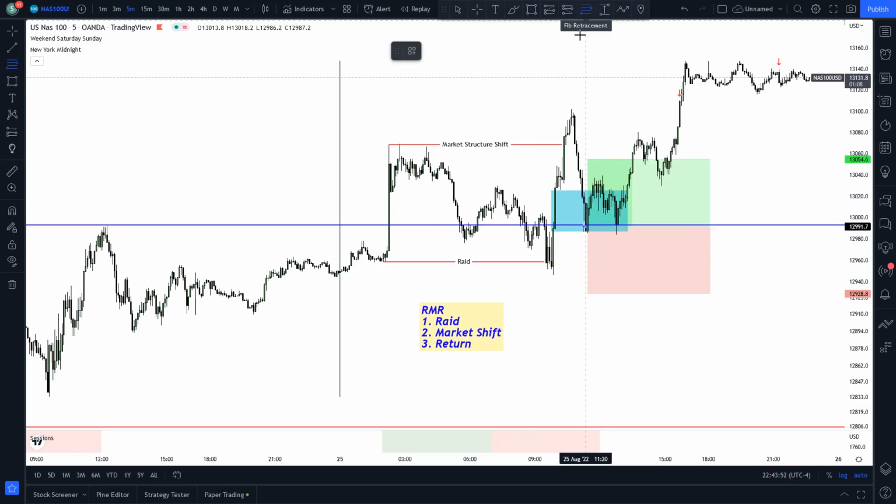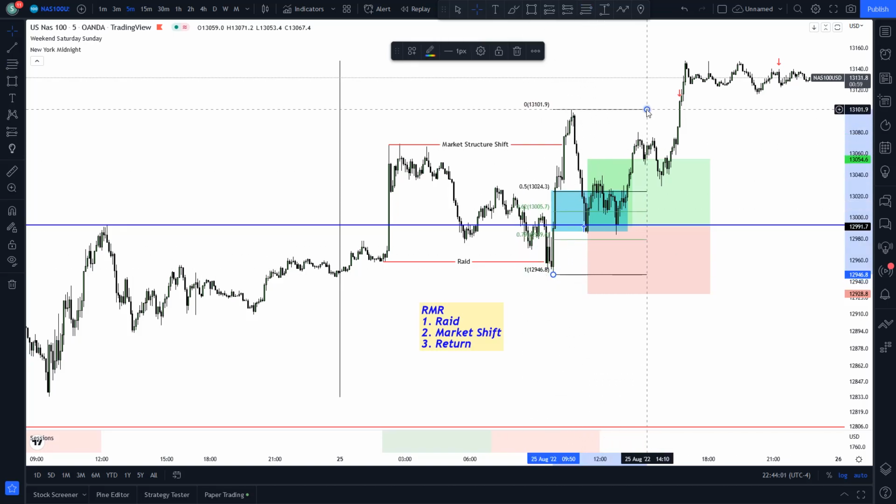And just to make sure you're getting a fair price, we can draw a fib from the bottom of the raid to the top of the market structure shift. And as long as price is under that 50% level, that will be considered a discount in price, meaning it'll be a fair price to participate.